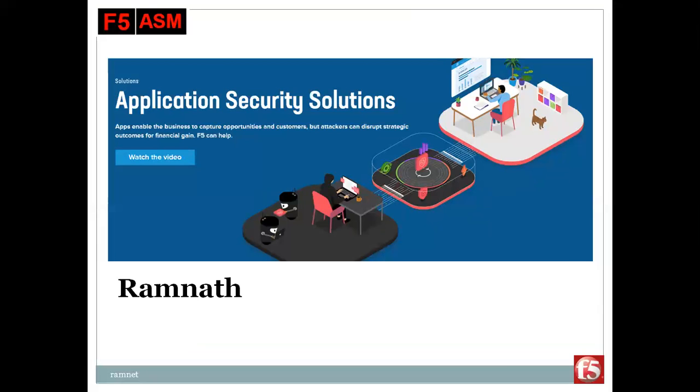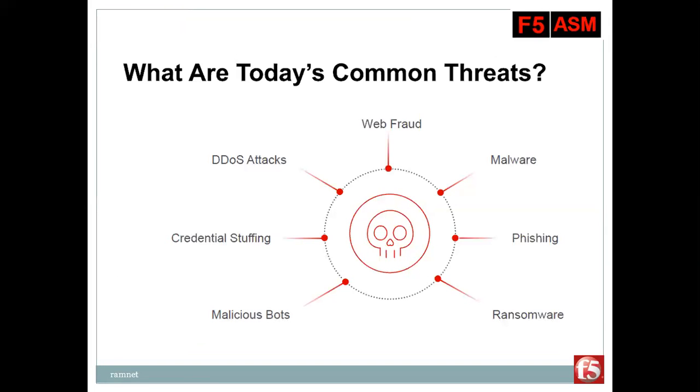Application security solutions. What are today's common threats? I can start from the left hand side down. That is malicious bots. Malicious bot means it's like a robot attack. There is a small skull and skeleton put on it. So this is how they are going to attack you, with the malicious bots.